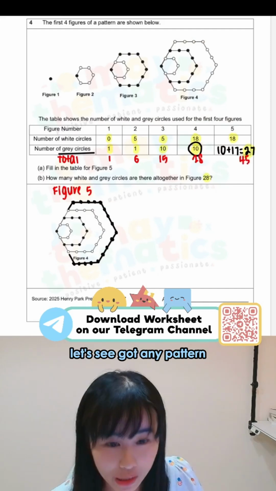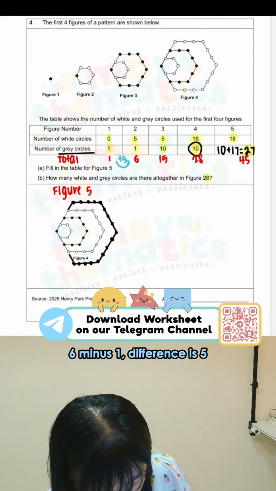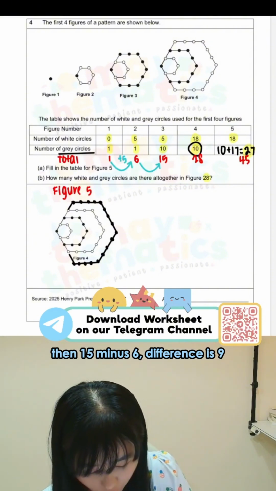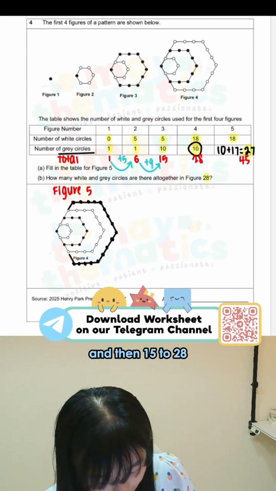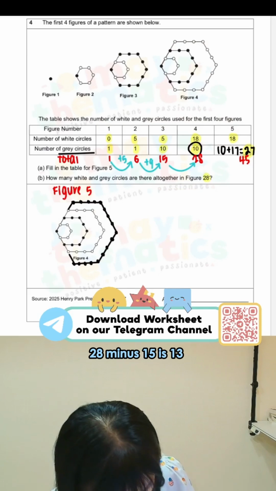Let's see if there is any pattern. Let's see the difference. 6 minus 1, the difference is 5. Then 15 minus 6, the difference is 9. And then 28 minus 15 is 13.